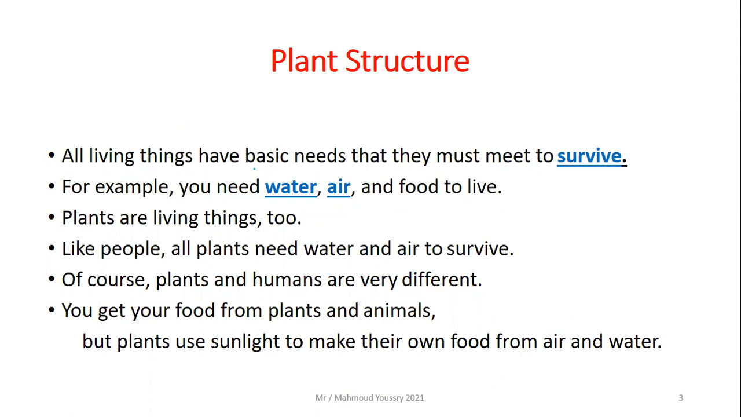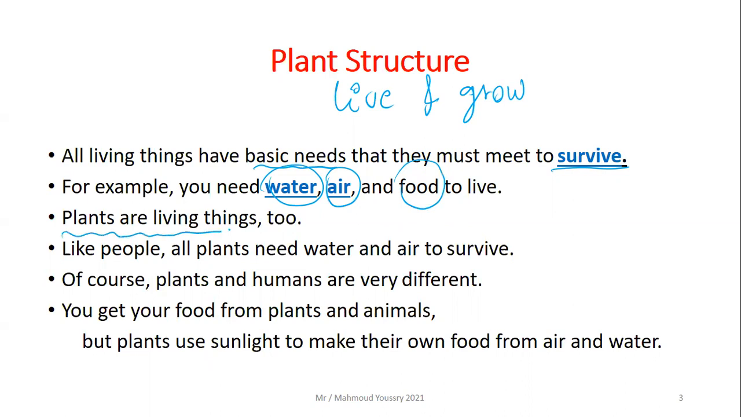All living things have basic needs that they must meet to survive. Yes, in order to live and grow, all living things have some needs. Like what? We need water, air, and food in order to live and survive. Also, plants are living things, so they have some needs in order to live and grow. Like people, all plants need water and air to survive.